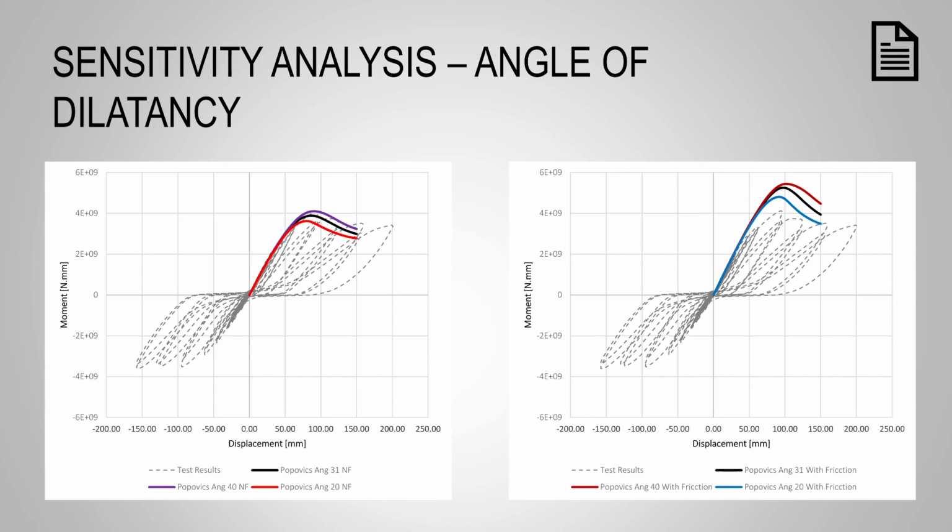Finally, we will take a look at the sensitivity analysis. Here we can see how the angle of dilatancy affects the connection response. As we increase the angle, we increase the connection peak strength. We found that an angle of 31 was good enough to achieve the experimental results.